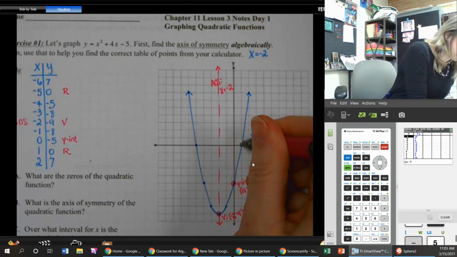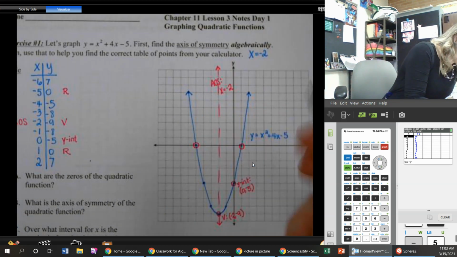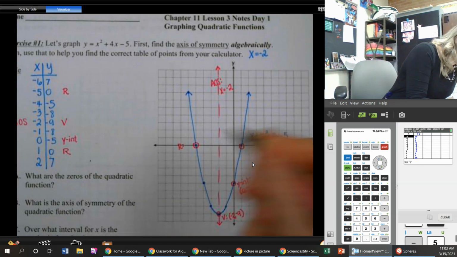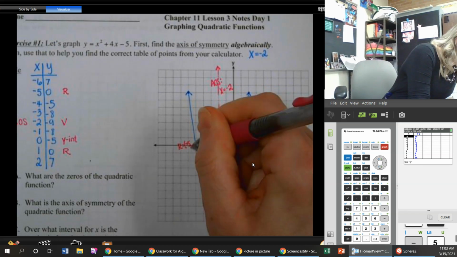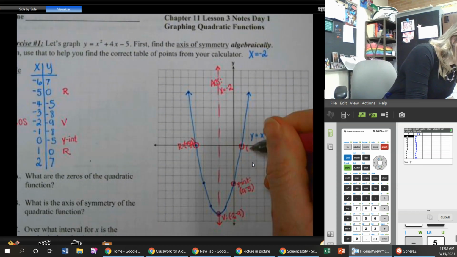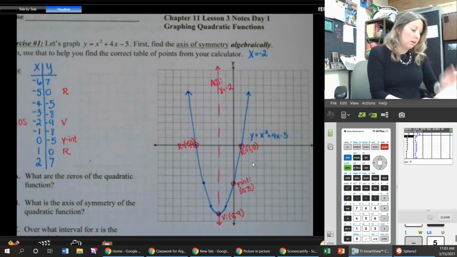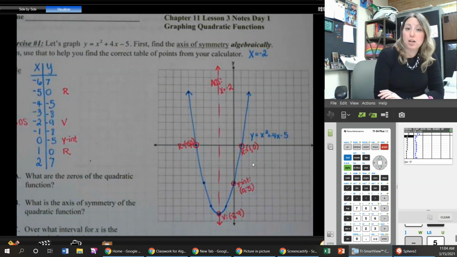And then we've got our zeros or our roots. And I'll use r for roots because that's just what I'm accustomed to. -5, 0, and another root is 1, 0. There are all of the pieces we should be able to identify.